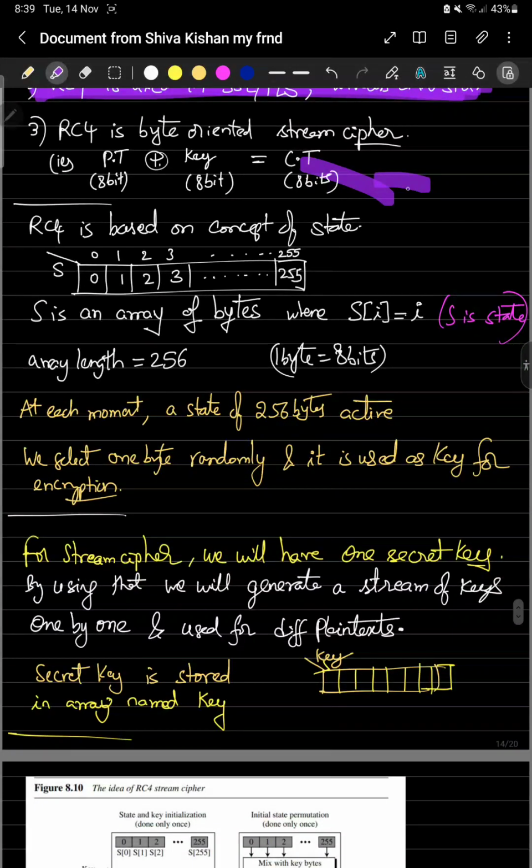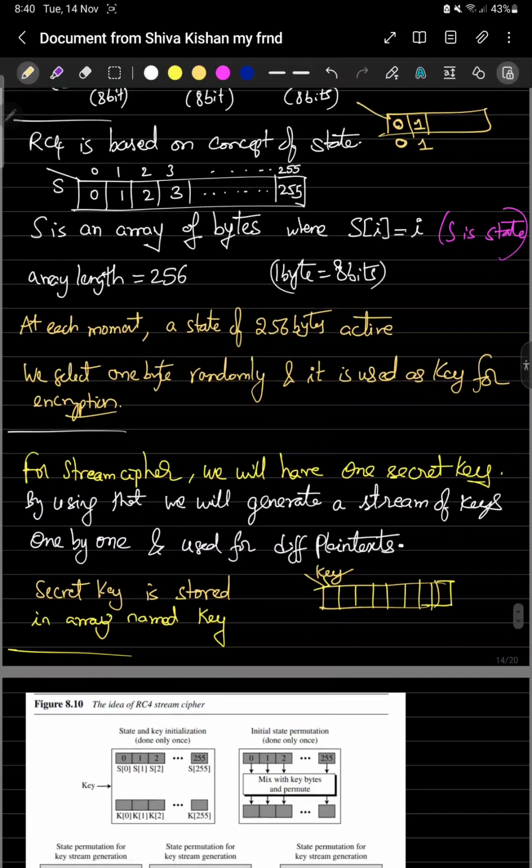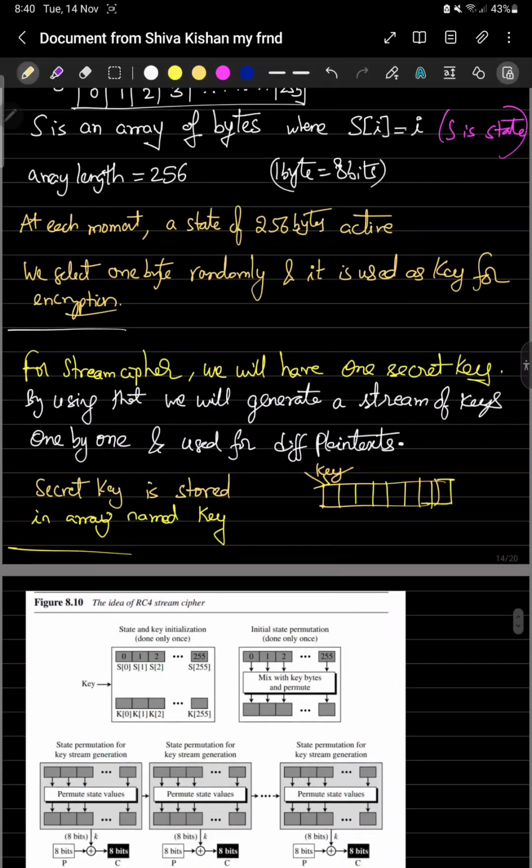Okay. So RC4 is generally based on the concept of a state. State is nothing but an array consisting of all the different possible bytes. So 1 byte means 8 bits. How many total possible values are present in 1 byte? 2 power 8, which means 256. So basically the state is an array of 256 containing values equal to their indexes. For the 0th index the value will be 0, for the first index the value will be 1, and so on. This is one step in initialization. We'll discuss it clearly.